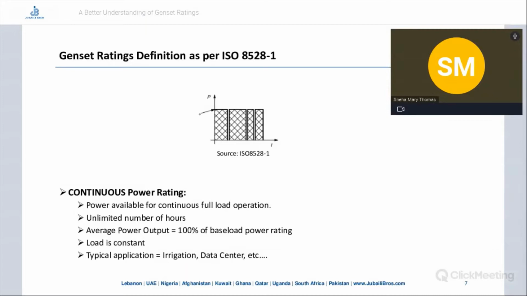Continuous power. Continuous power is the power available for continuous full load operation. It is applicable for an unlimited number of hours. The average power output is 100% of the base load power rating. The load is constant and is used in applications like data center, irrigation, etc.